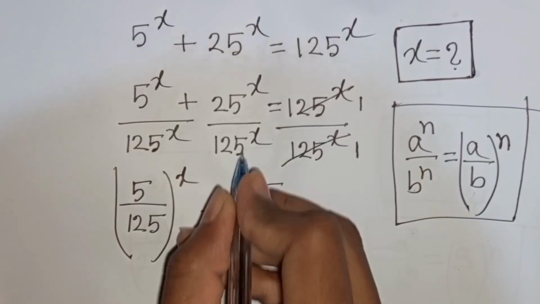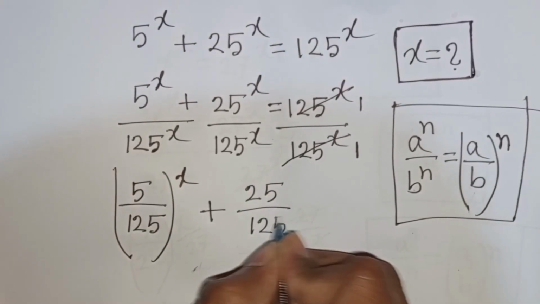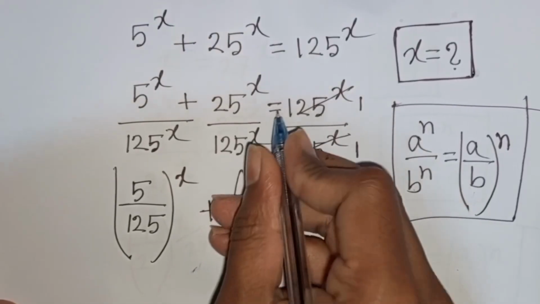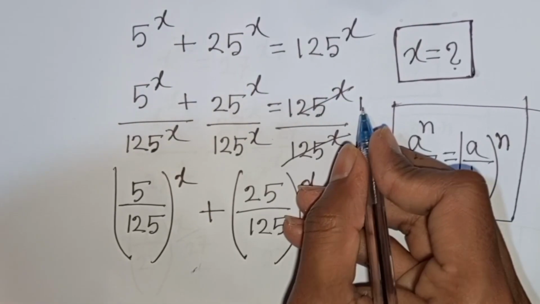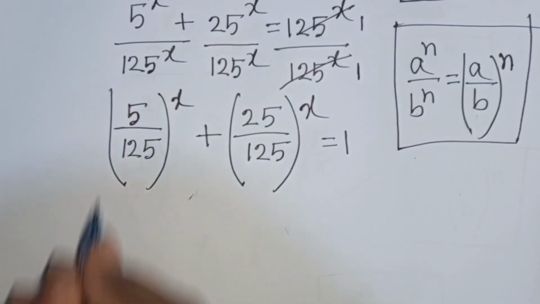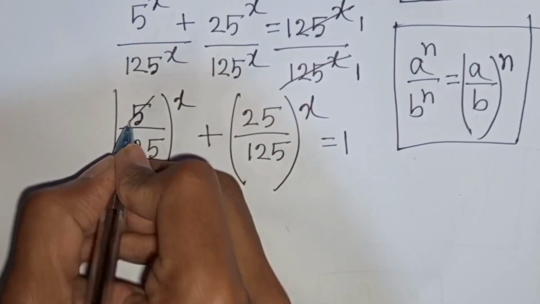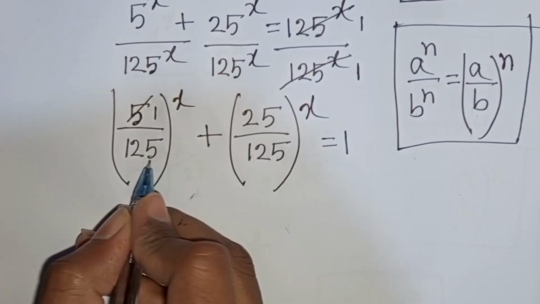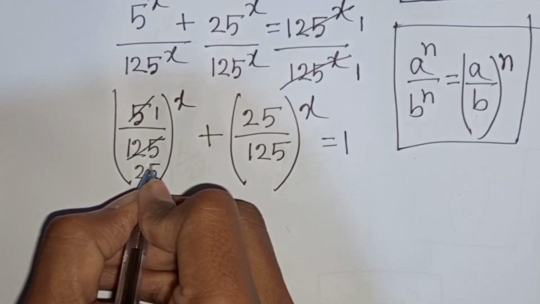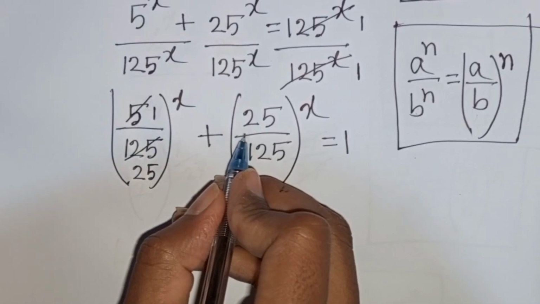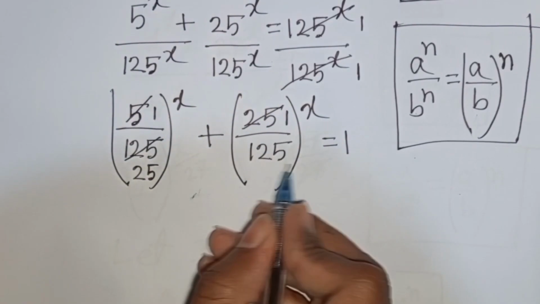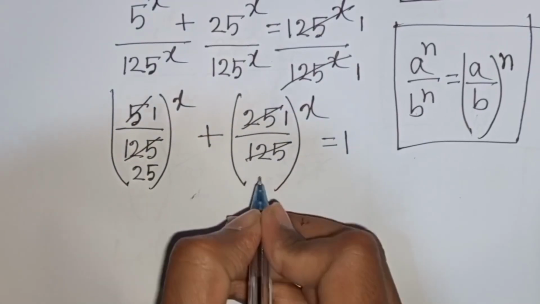over 125, then bracket common power x is equal to 1 divided by 1, that means it will be 1. Now 5 divided by 5, that means it will be 1. 125 divided by 5, that means it will be 25. Then here 25 divided by 25, that means it will be 1. 125 divided by 25, that means it will be 5.